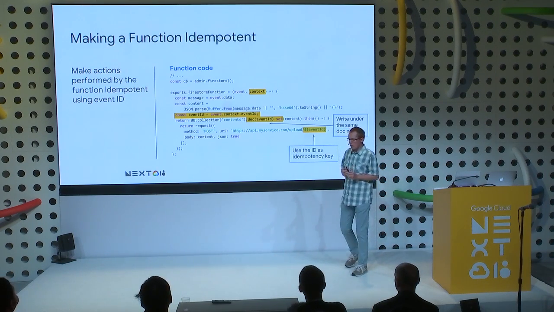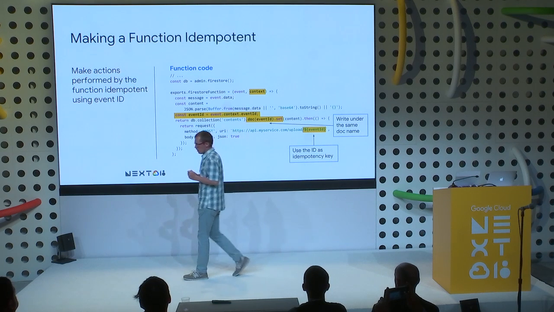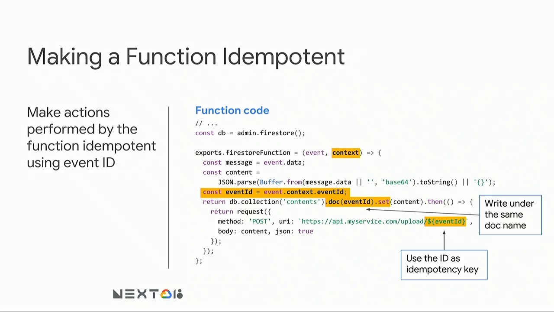How do we use it in our code? We first extract the event ID from the event context, and then we use it as the Firestore document ID. This way, if the function is retried, it will not add a duplicate document to Firestore. Instead, it will overwrite the existing document, which exists under the same event ID, with the same contents anyway.